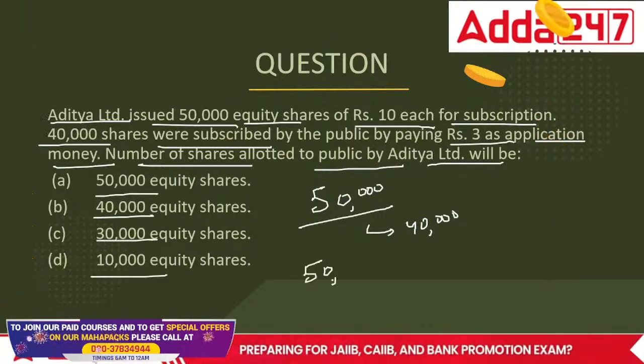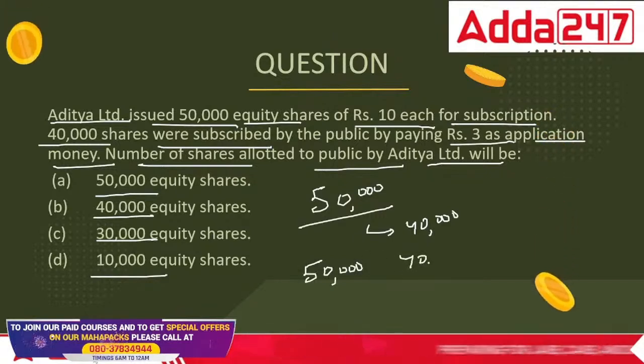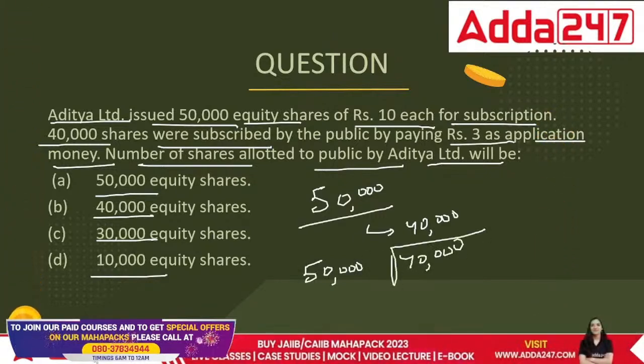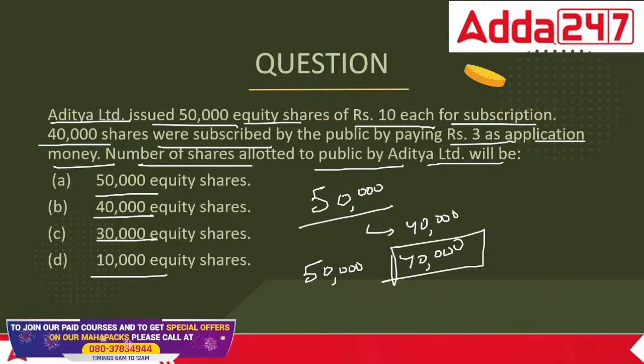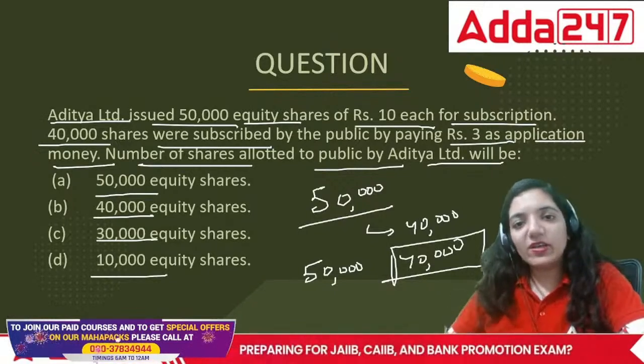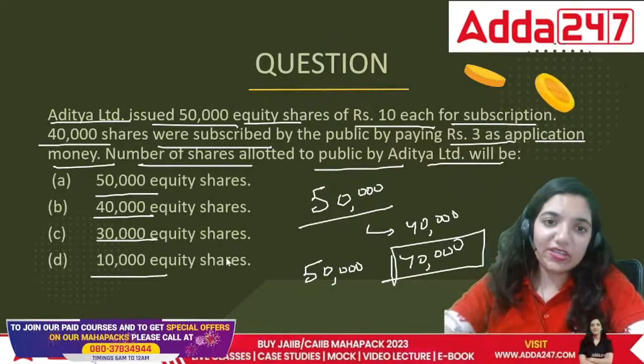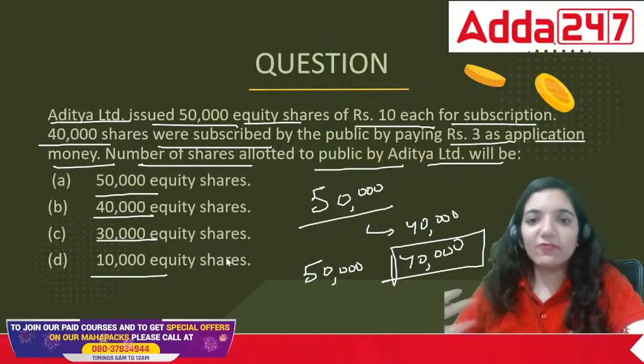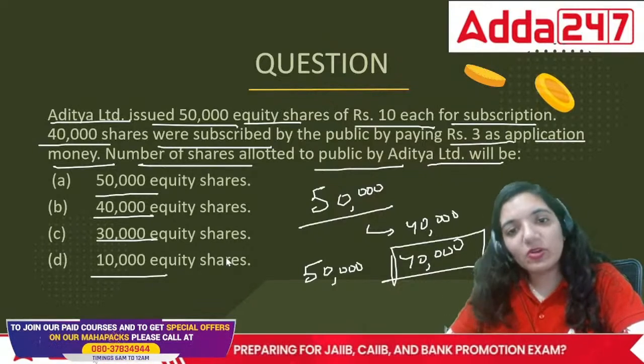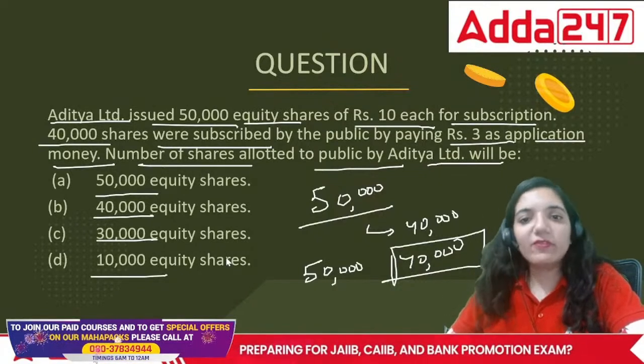We issued 50 but people took up 40, right? They have subscribed 40. So for what number are these people going to pay? If the number of shares issued is 50 and the shares for which people applied is 40, the number of shares to be issued to the public will be 40 only.